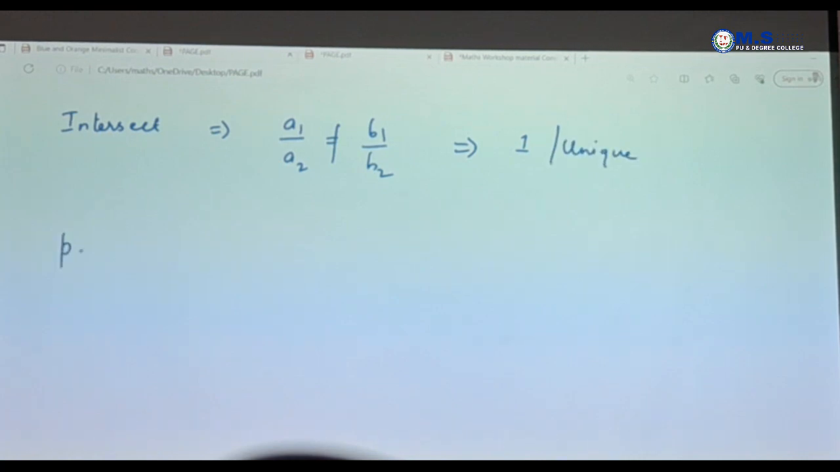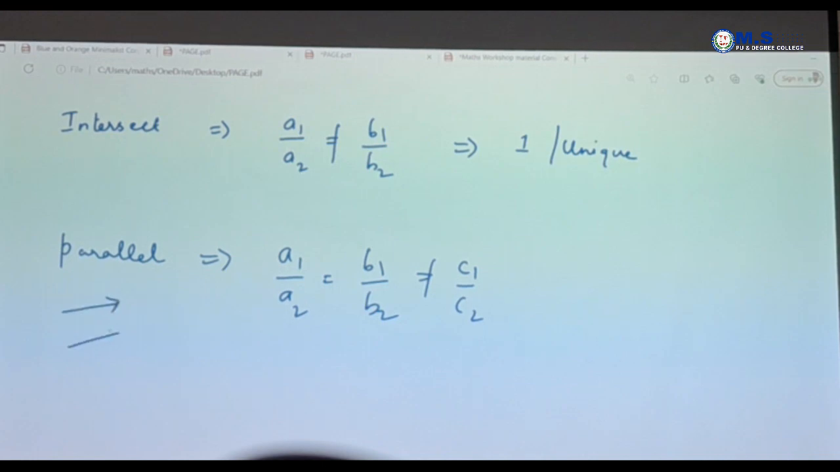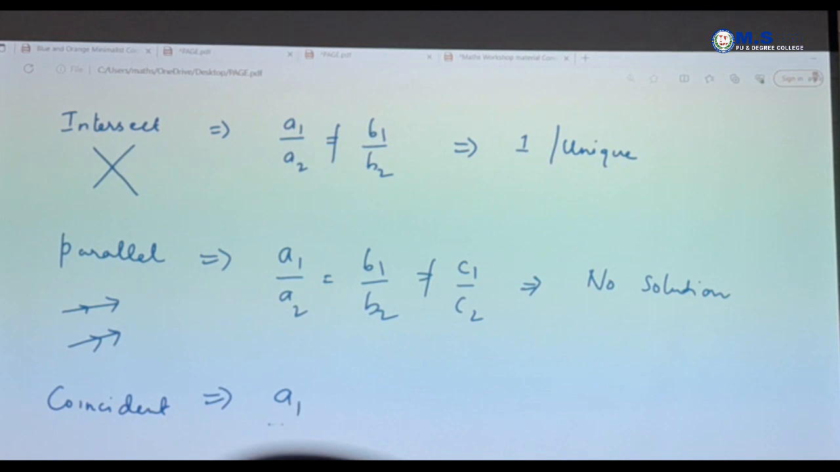Next, parallel. For parallel, A1 by A2 is equal to B1 by B2, not equal to C1 by C2. The 2 lines will be parallel. For parallel lines, what is the solution? No solution. For coincident, what is the condition? All the ratios will be equal. A1 by A2 is equal to B1 by B2, equal to C1 by C2. Common solution? Infinity, any number of solutions.